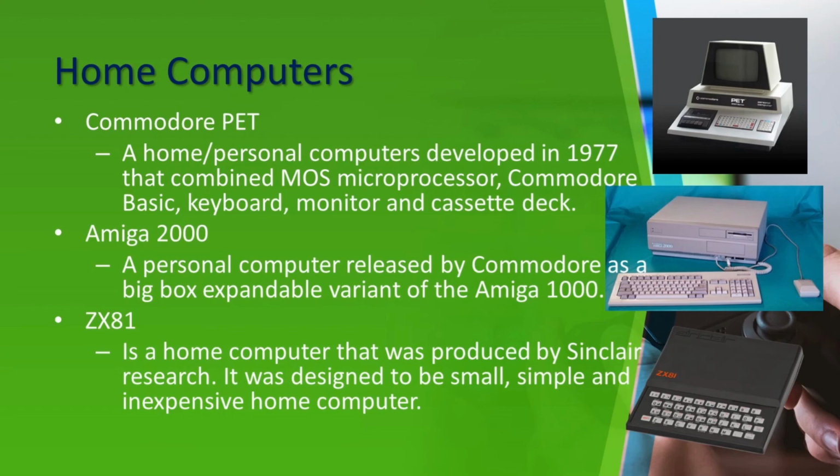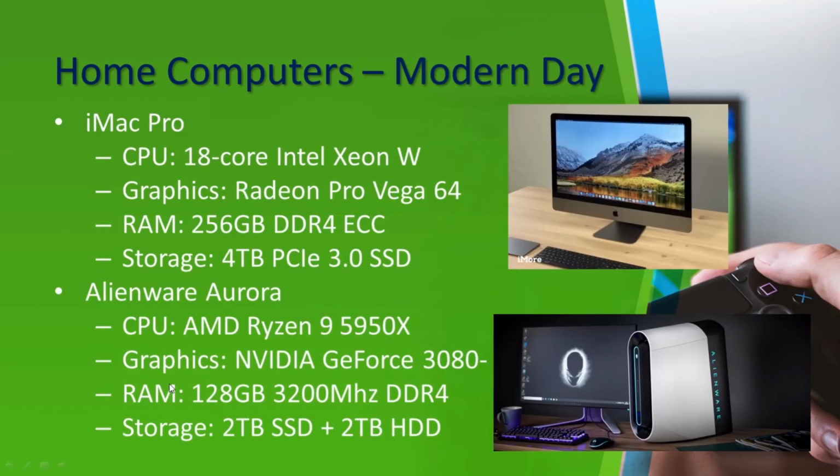It was designed to be a small, simple, inexpensive home computer. Then we have your modern day computers. So we have your iMac Pro. For the specs, your CPU is an 18 core Intel Xeon. For the graphics, you have Radeon Pro Vega 64. Your RAM will be 256 GB DDR4, and for the storage, you'll have 4 terabytes of PCIe 3.0 SSD.